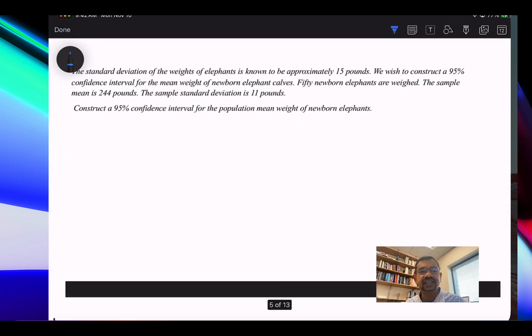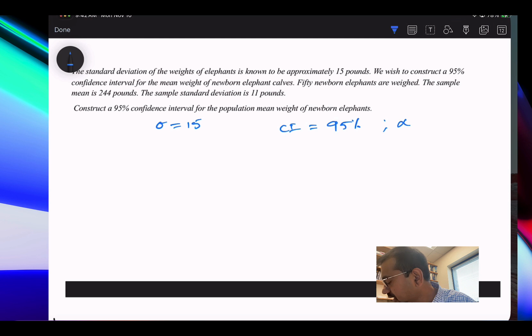So let's work with an example. Here we are told that the standard deviation of the weight of elephants is known to be approximately 15 pounds. So we know the population standard deviation. And we want to construct a 95% confidence interval for the mean weight of a newborn baby elephant. So our alpha is 5%, which means that our alpha over 2 is 2.5%, or 0.025.